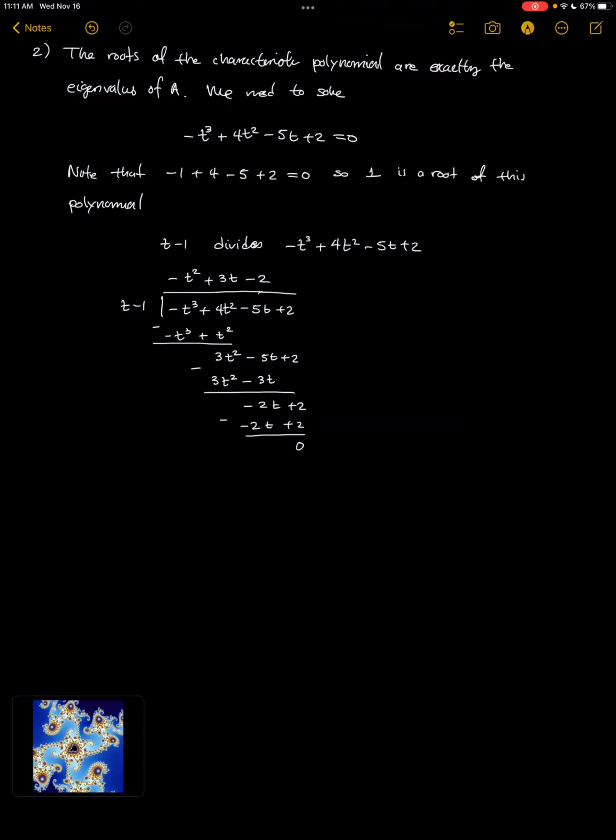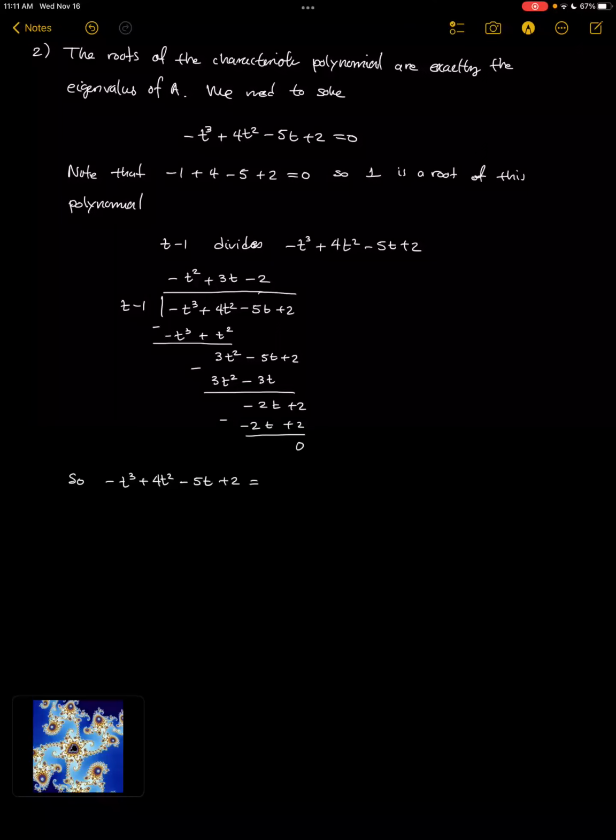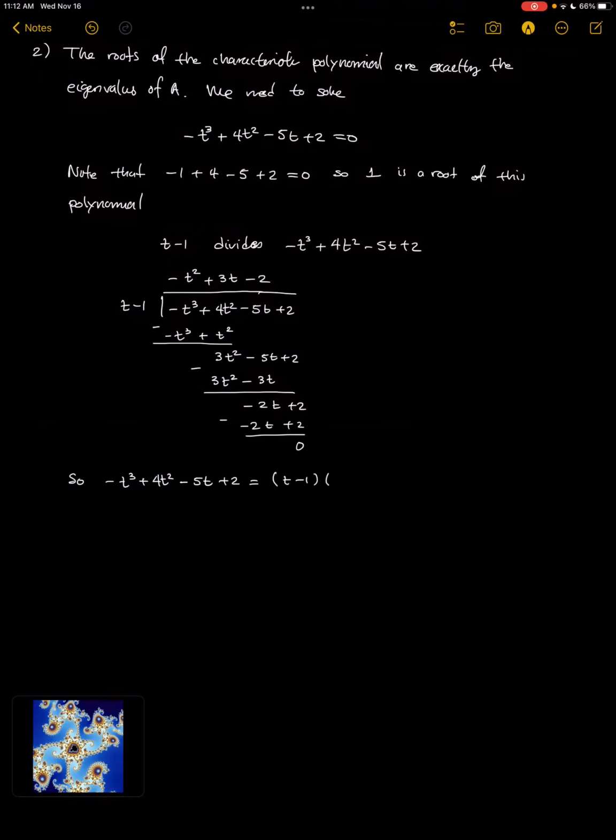So this is saying that negative t cubed plus 4t squared minus 5t plus 2 is equal to t minus 1 times negative t squared plus 3t minus 2, which of course I may rewrite as negative t minus 1, factoring a negative 1 from this expression, t squared minus 3t plus 2. But then I recognize that this quadratic expression now may be factored in this fashion.